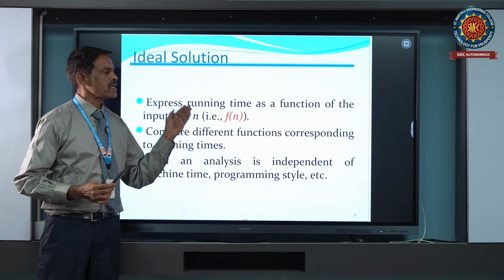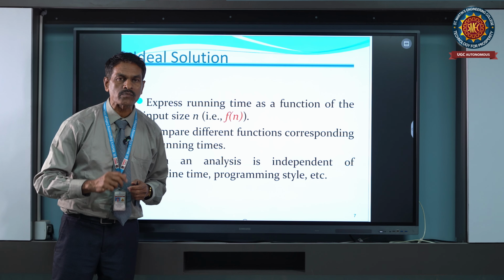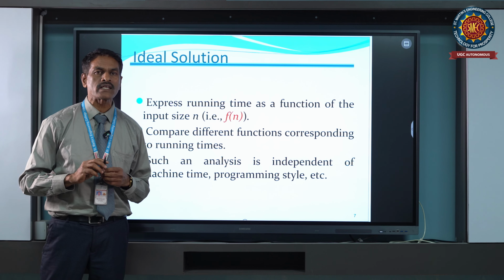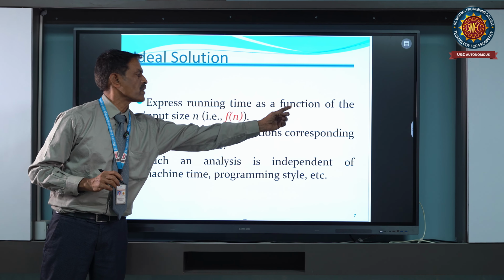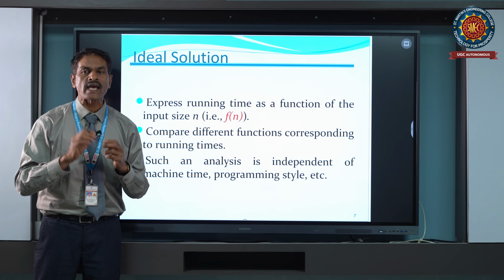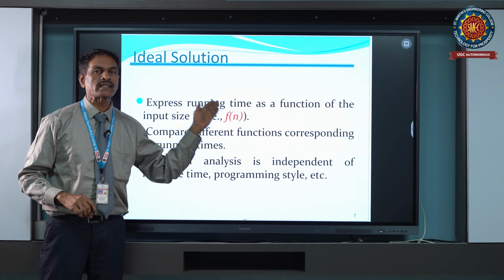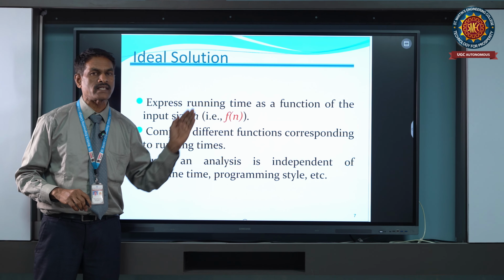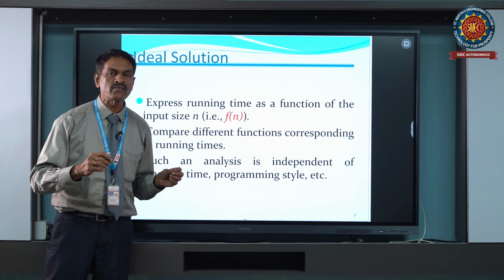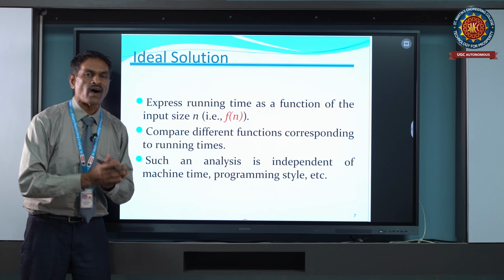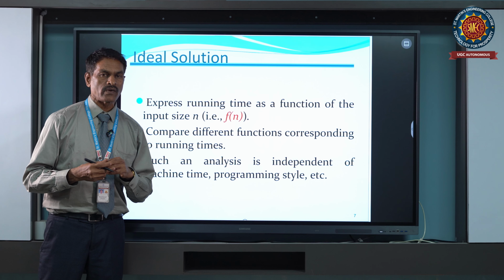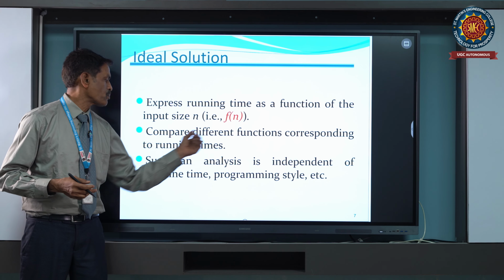So here is the representation in terms of mathematical terminology, the function. The function is a representation of the running time of the function with the input size n. The running time of the function with input size n, that purpose we are going to solve. We compare different functions, f of one function, g of another function, and what is the difference between them. That purpose we are using as asymptotic notation, with the corresponding running time.